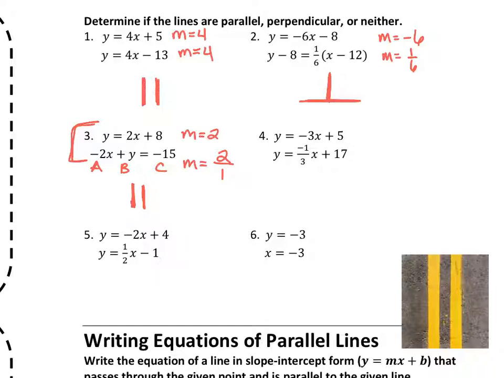Number 4, what's the slope of the top one? -3. What's the slope of the bottom one? -1/3. How are these two slopes related? They just flip. So they're not parallel because they're not the same. Are they perpendicular? They're both negative. Remember, it has to be an opposite reciprocal, which means they have different signs, and then the flipped fraction. 3 over 1 is the same as 1 over 3 when you flip it, but these are both negative.